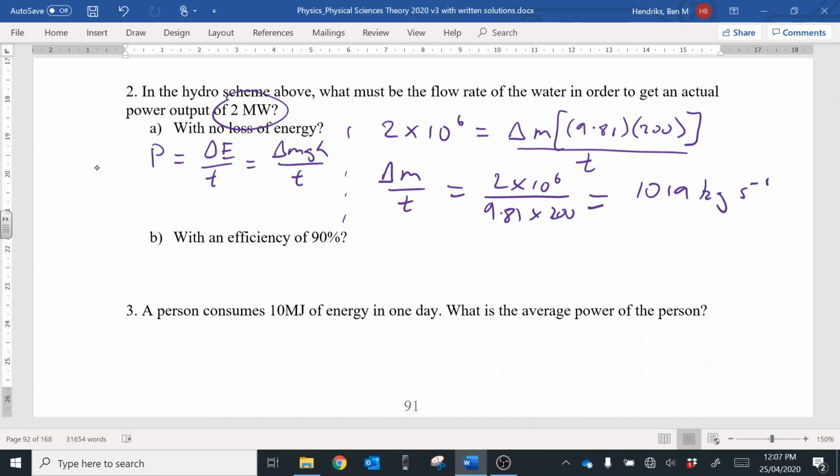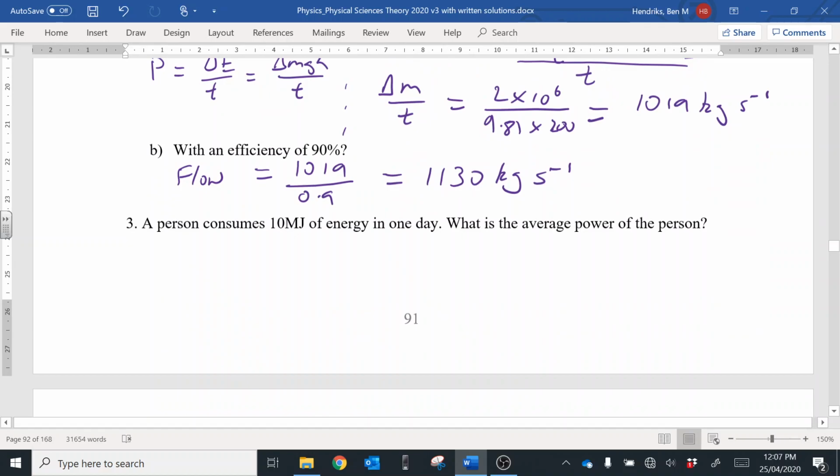With an efficiency of 90%, we have to have more kilograms, so the flow for 90% will have to equal 1019 over 0.9, which is equal to 1130 kilograms per second.